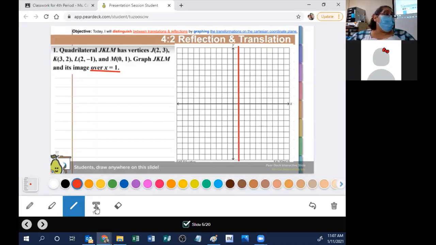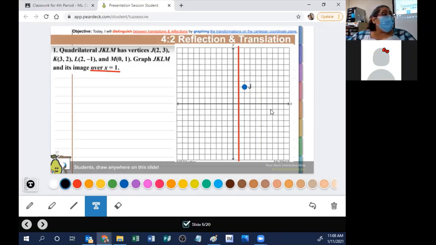So I'm gonna go ahead and draw all of my vertices, and I'm gonna do the vertex and the reflection one at a time. All right, so the first one is J at 2, 3. Okay, that's J.